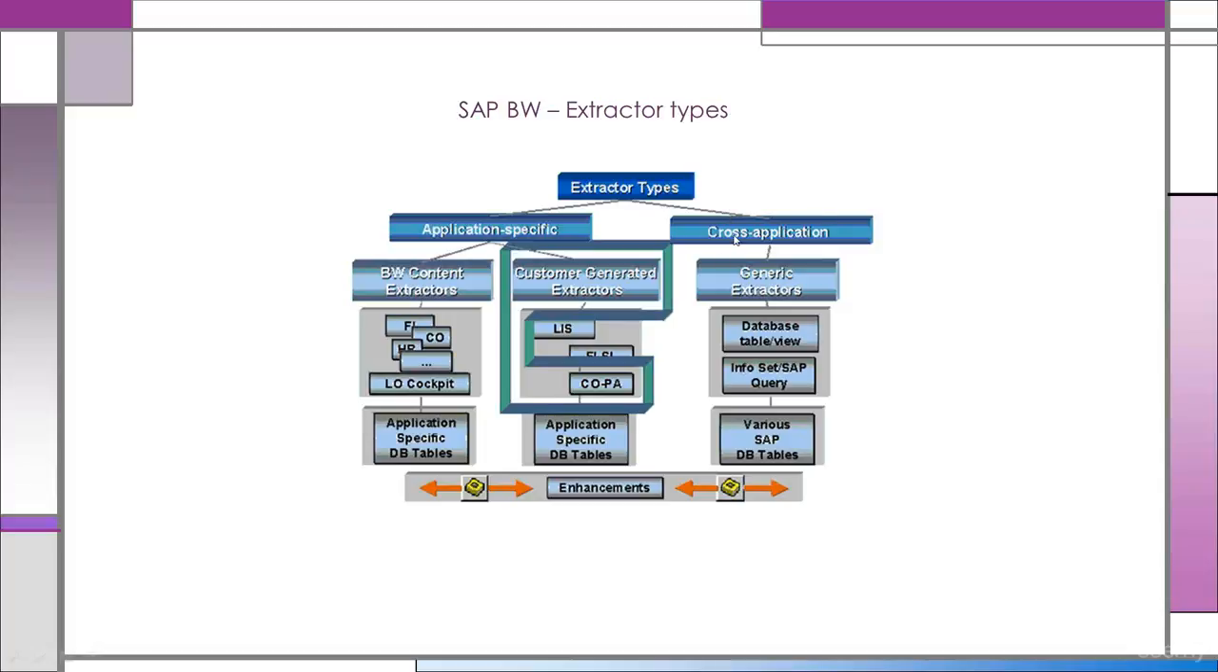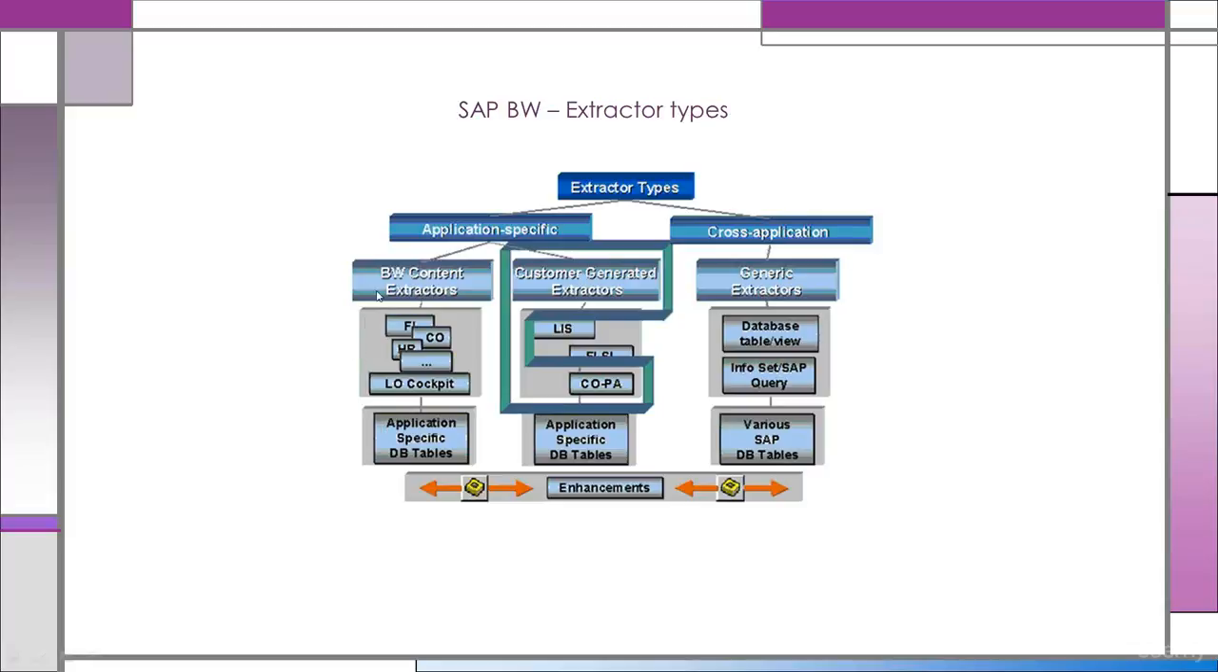Apart from this, there is something called cross application. For application specific, we have the data source already in ECC. The only thing is we have to tweak it here and there and bring the data into BW. But in cross application, there is no data source existing in ECC. Based on the requirement, you need to create the extractor yourself. It's called a generic extractor. We will read about this also down the line.